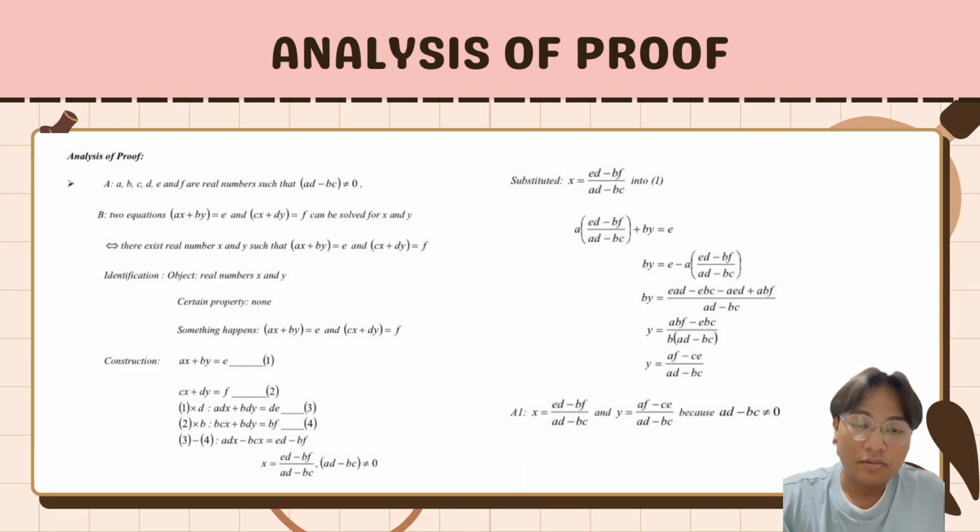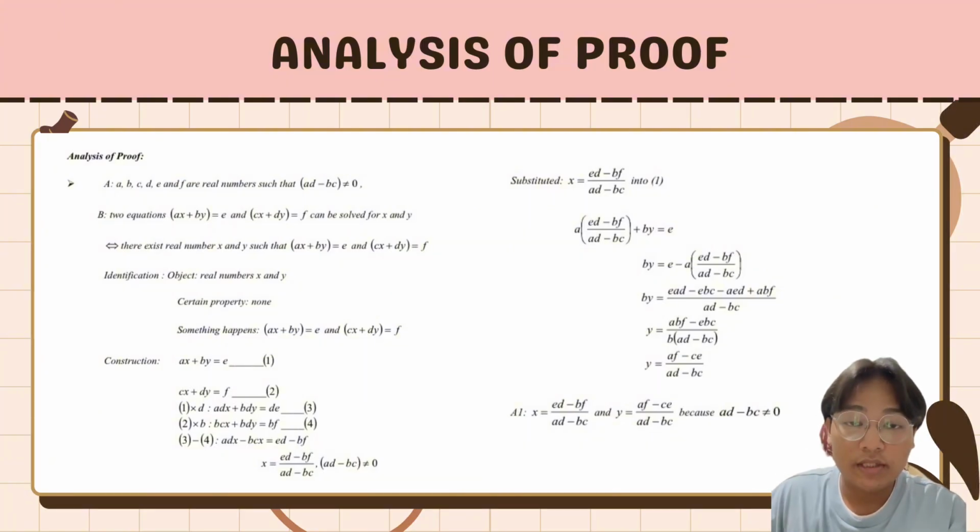And we can identify that there exist real numbers X and Y such that AX plus BY equals E and CX plus DY equals F. So after that we can identify our object, certain property and something that happens. The object is the real numbers X and Y, the certain property is none, it doesn't have a certain property, and the something that happens is AX plus BY equals E and CX plus DY equals F.